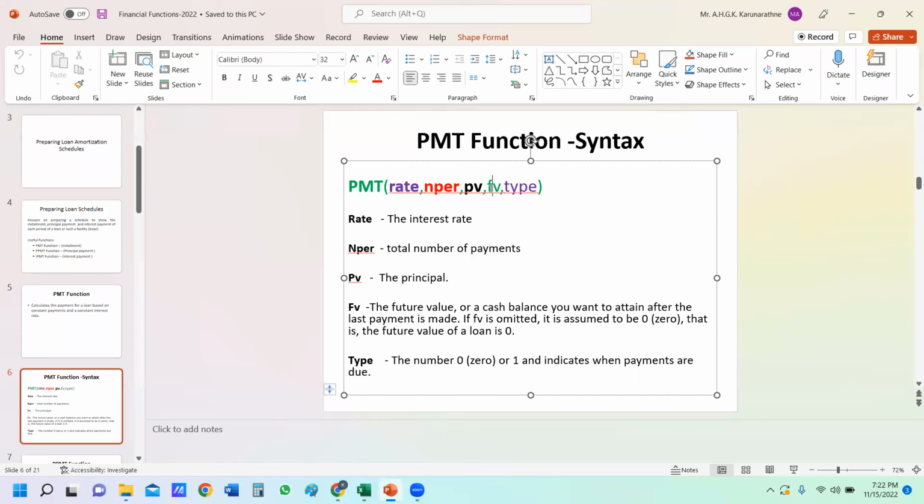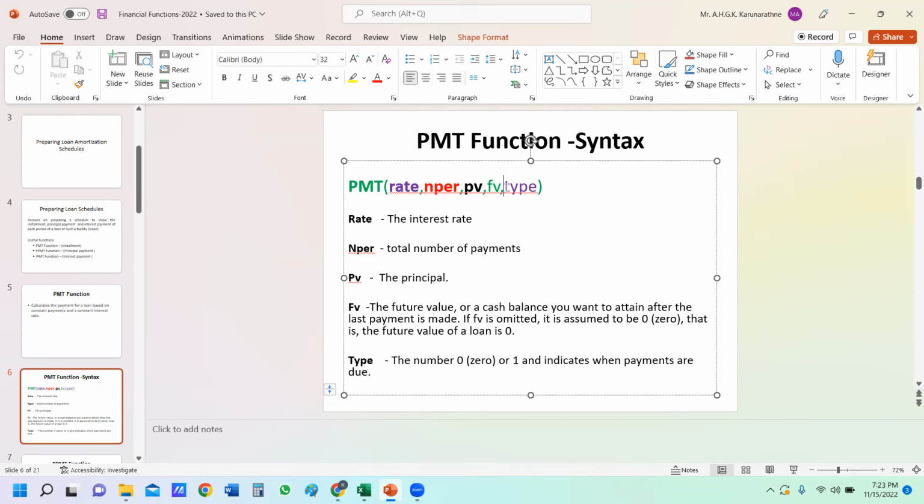In addition, if you want to have some balance in your loan account so that you can withdraw it as a saving, this is what we call FV. That means you borrow a loan and you are not going to simply repay the loan. At the same time, you are going to generate a saving in your loan account. So at the end of the loan period, your loan will be fully settled, and in addition, you will have some saving balance you can take home. So if you are willing to have any future value, a future saving balance at the end of the loan period, this is what we call FV.